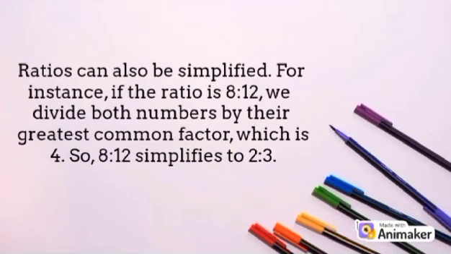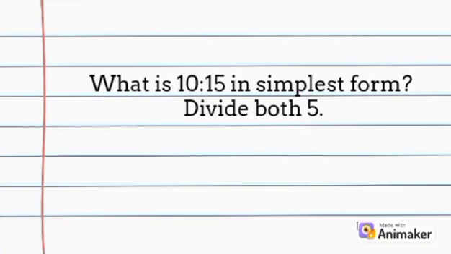Ratios can also be simplified. For instance, if the ratio is 8 is to 12, we divide both numbers by their greatest common factor, which is 4. So 8 is to 12 simplifies to 2 is to 3. What is 10 is to 15 in simplest form? Divide both by 5. The answer is 2 is to 3.